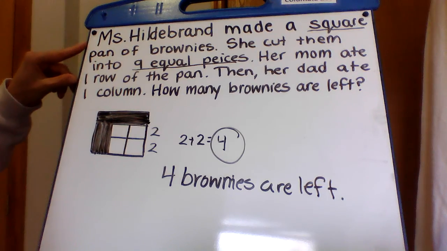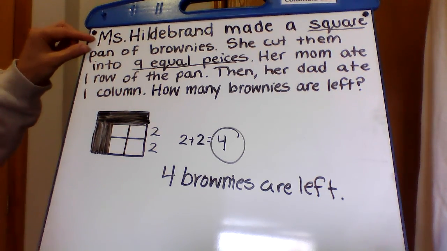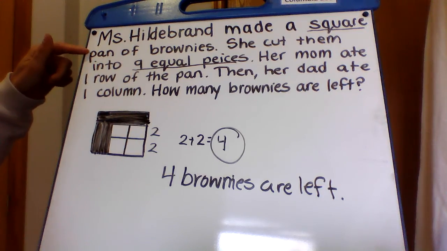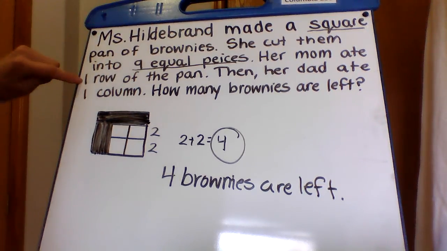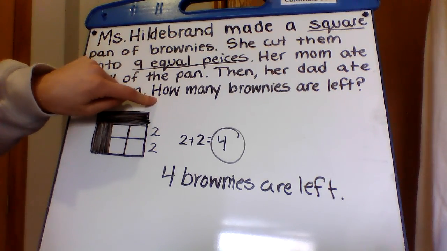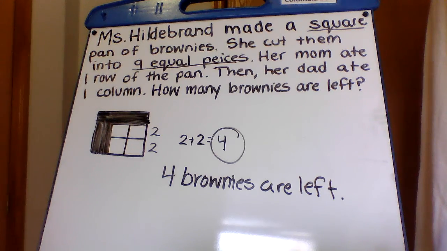Okay. So again, this was a lot of words. You had to really think about this. All I did was I went sentence by sentence. I made a square pan of brownies. I cut them into 9 equal pieces. And then I went, my mom ate 1 row. My dad ate 1 column. Then I made sure that I answered my questions. I'm just going step by step and taking that time to make sure that you're getting the correct answer. Very nice job.